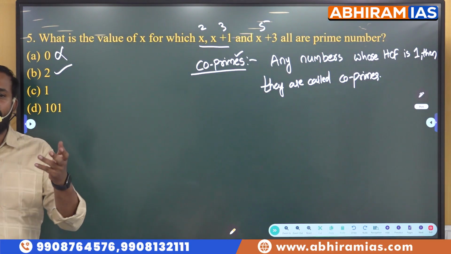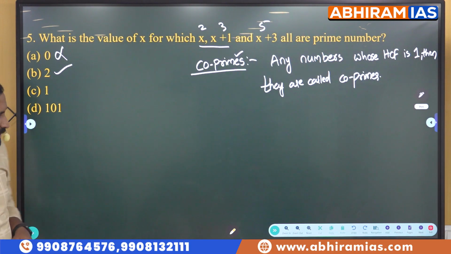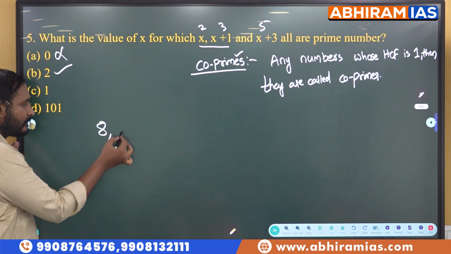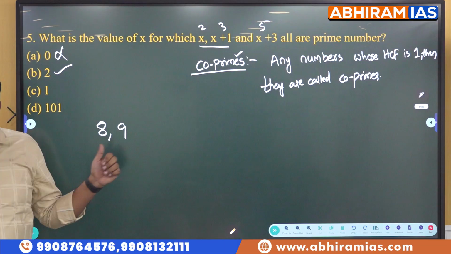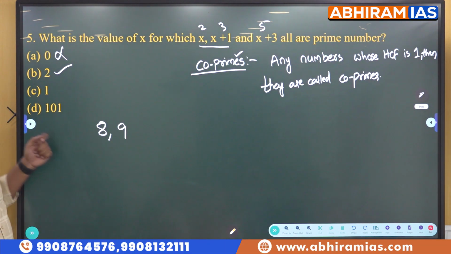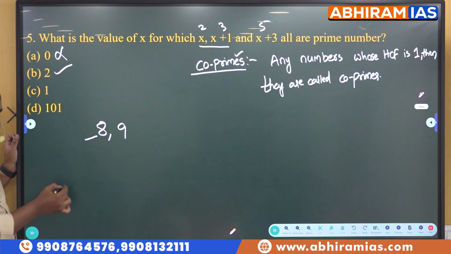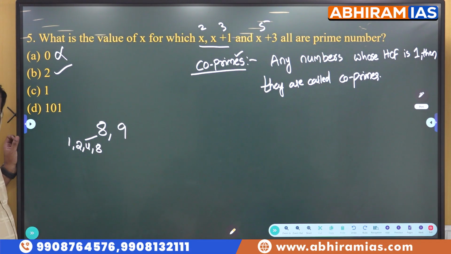Anyway, any 2 prime numbers are co-primes. Please see 8 and 9. Actually, 8 and 9 are composite numbers. 8 is a composite number, 9 is also a composite number. What are the factors for 8? 1, 2, 4, 8. These are the factors for 8.